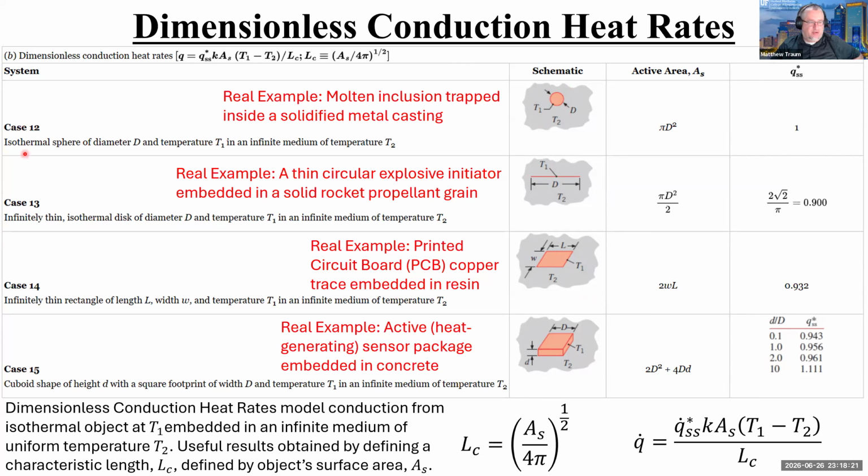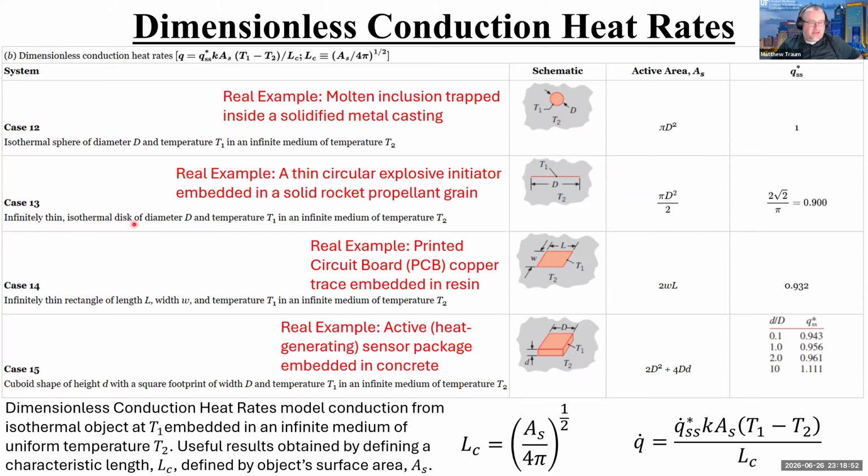Let's just talk through these examples. So we have an isothermal sphere of diameter d and temperature T1 and a semi-infinite medium of T2, right? So here's our sphere, it's buried. A cool example of this would be a molten inclusion trapped inside a metal casting, right? You melt metal, you pour it into a mold, it solidifies, but then there are little hot spots, and those little hot spots are transferring heat to the solidified metal following this shape factor.